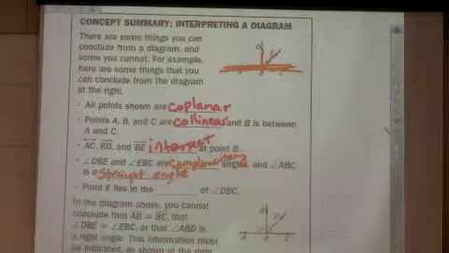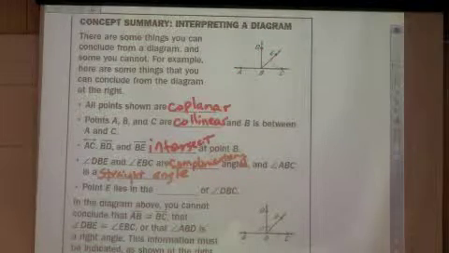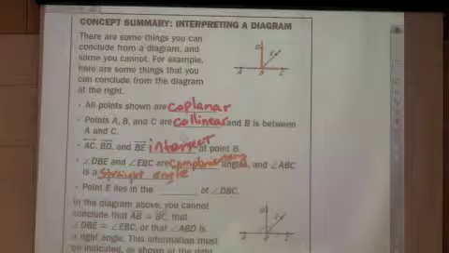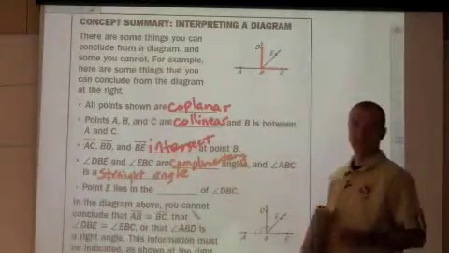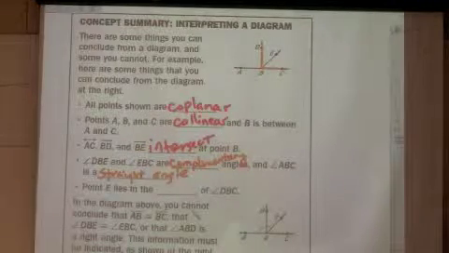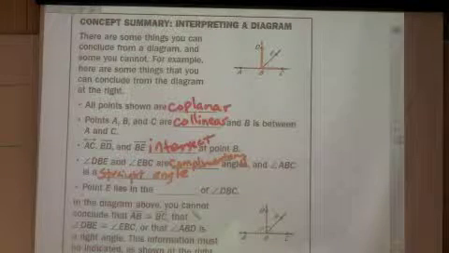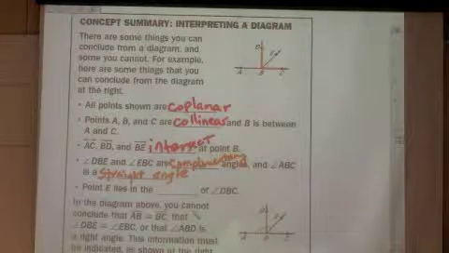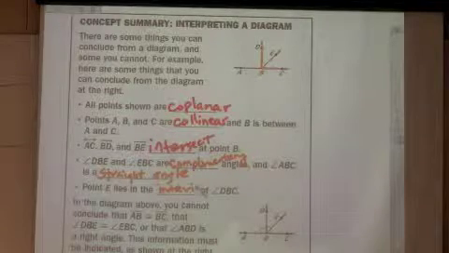Okay, let's finish it up here. Point E lies in the blank of angle DBC. Point E lies in the, boy, it's inside of that angle. What's another word for inside? Interior.